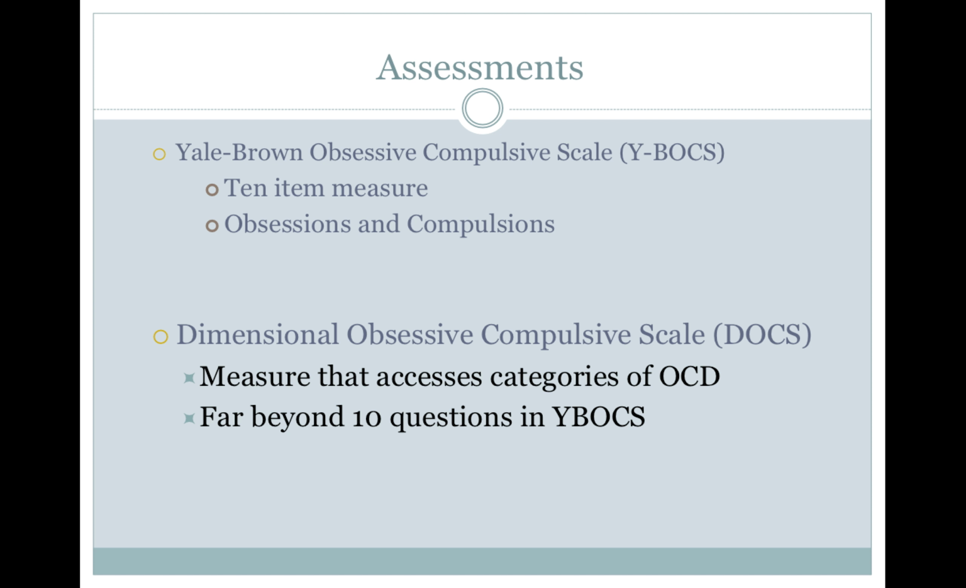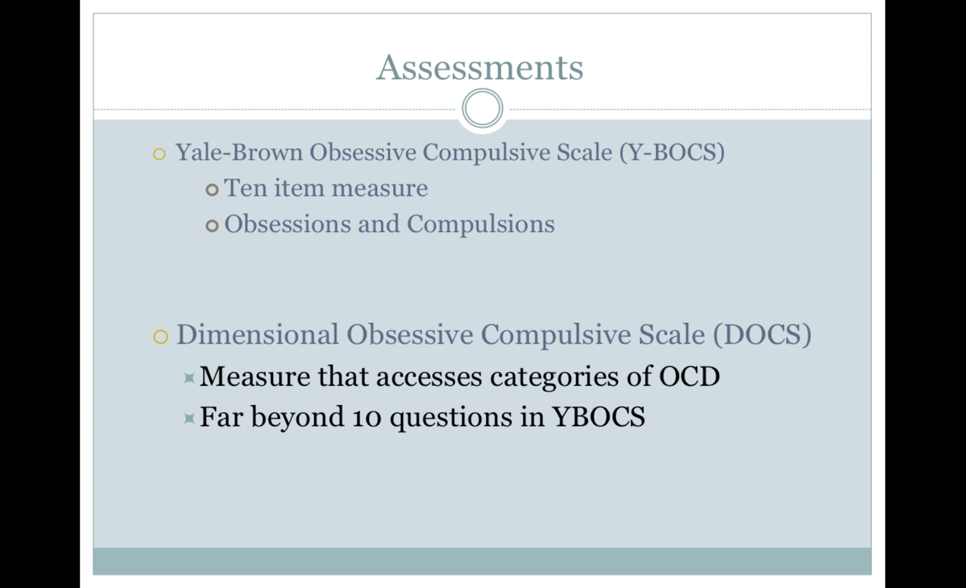The Dimensional Obsessive Compulsive Scale, also known as the DOCS, is a new scale derived by Jonathan Abramowitz. Dr. Abramowitz is out of UNC. This scale has gotten a lot of leeway, and it's an amazing scale because it measures specific OCD categories. Instead of just measuring overall how much time your OCD takes, how much interference your OCD has in your life, the DOCS looks specifically at contamination, specifically at perfectionism, that sort of thing. So it's a great scale for you to be able to ask and understand what specific types of OCD your client is dealing with.